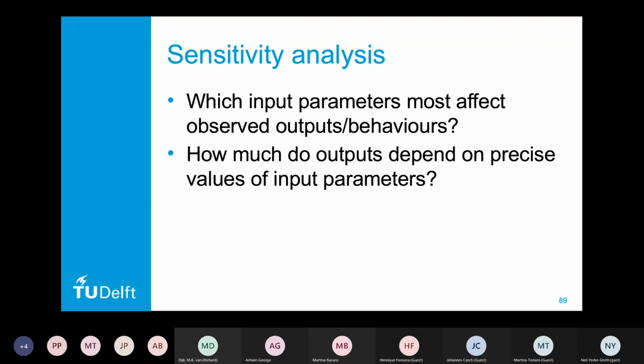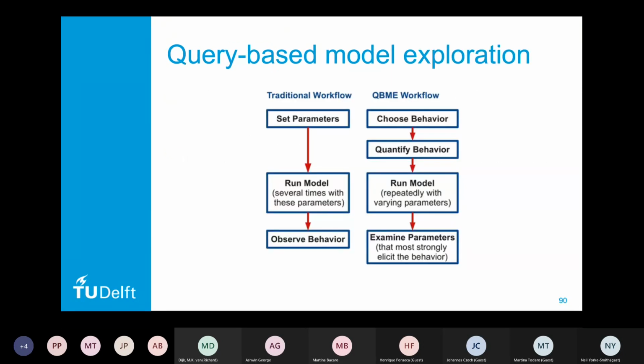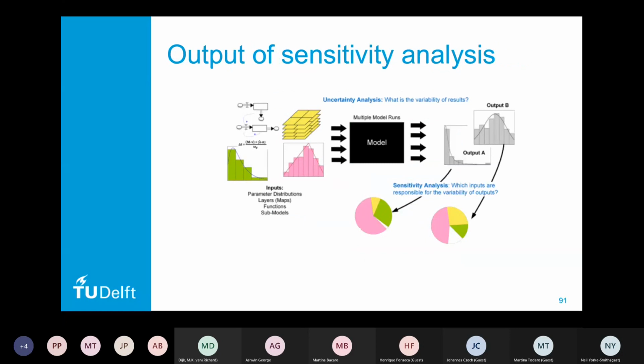Okay, there's a bunch of stuff you could do. I don't think I want to talk about that, but I do want to show you the kind of output of sensitivity analysis. You get these nice graphs, these nice pie charts. So we had some different input parameters: the yellow, the green, and the pink. Some will have distributions, and we can see, look at the pink one for output A, and it's also the most important for output B, but a bit less important. So again, it's looking at which inputs are responsible for the variation seen in the observed outputs.